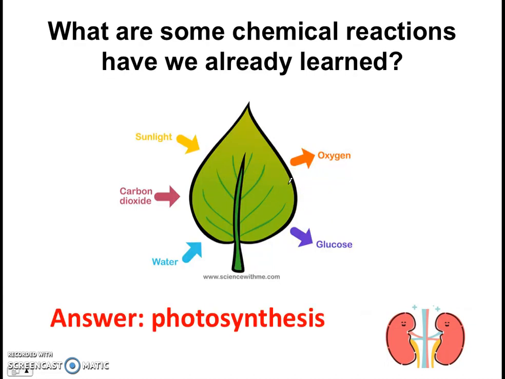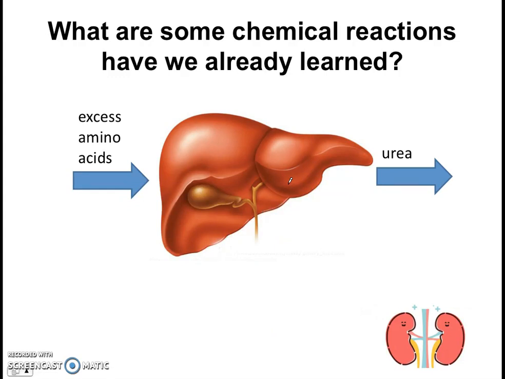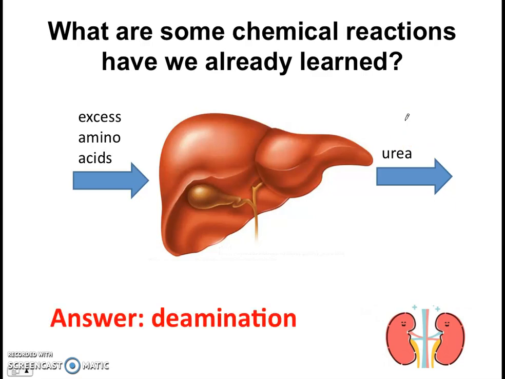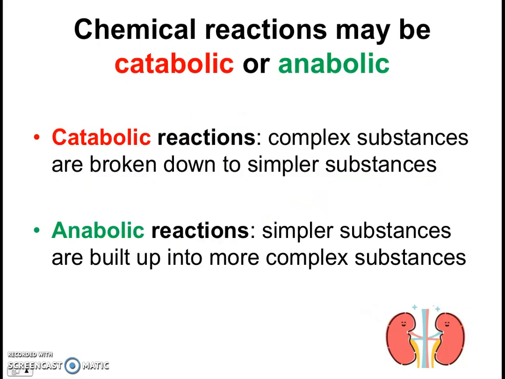And of course, stretching even further back, we think about reactions, for example, in the liver, where the liver takes excess amino acids and breaks them down, converting them to urea. Hopefully you can remember the name for this. It's a bit harder. And the name of this reaction starts with D. It is called deamination. And so we've learned about many chemical reactions in all the previous chapters that we've looked at.